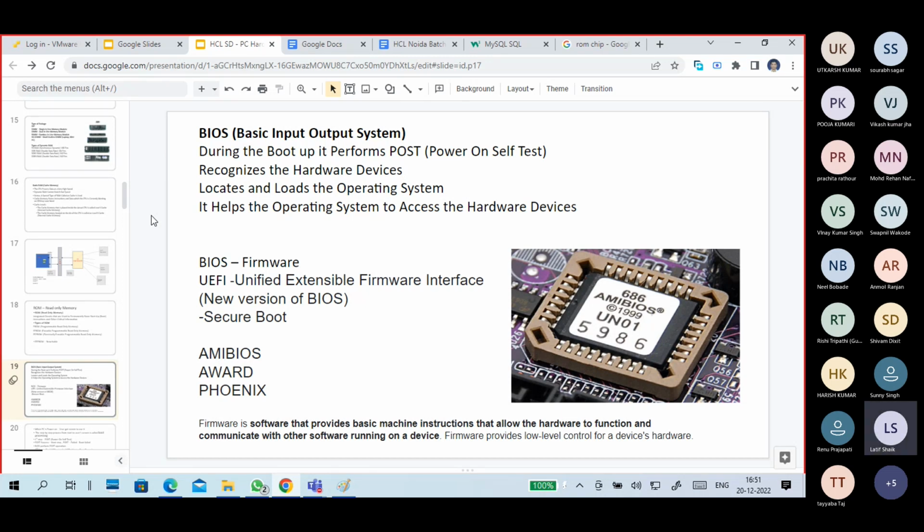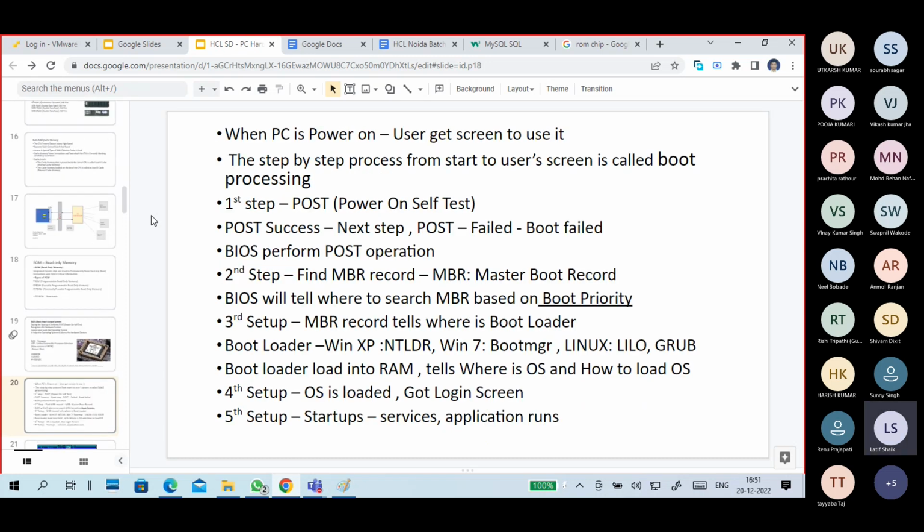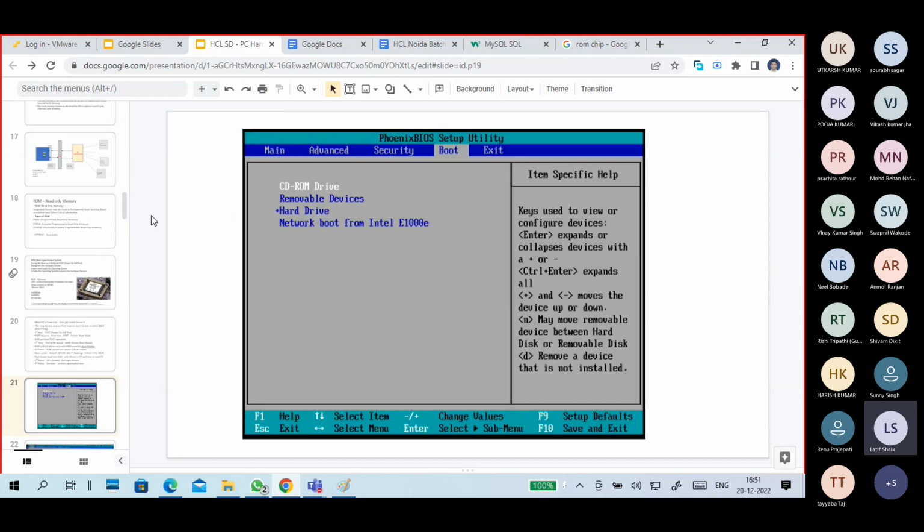Your BIOS contains entire hardware information: your motherboard, onboard chip information and their features, and the connected components like the CPU, RAM, hard disk, CD-ROM. It will recognize those devices and store them in the BIOS chip. Guys, this is the boot processing. I'm not going into the boot processing now, but the first important step is POST, power on self-test.